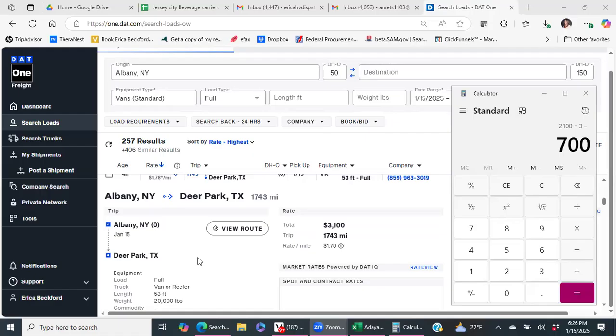So what happened was we called the broker and all of this stuff is already pre-populated, but when we called, they told us that there were two additional stops. Okay. So if there's two additional stops, this mileage right here is going to change. So instead of, let's say, 1743, it could have been like 2,000 miles. Let's say they had to stop there. This load is going from Albany, New York to the Bronx and then to Brooklyn and then to Deer Park, Texas. So it was two additional stops here. So this number was higher.